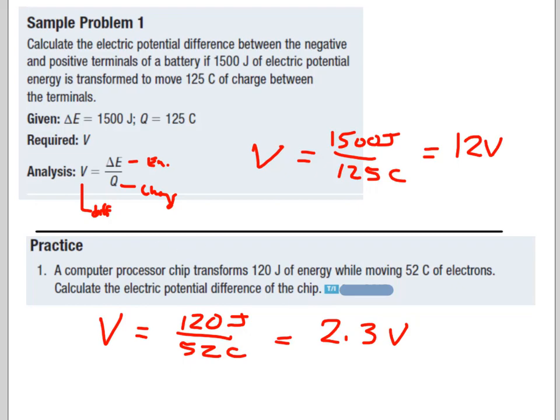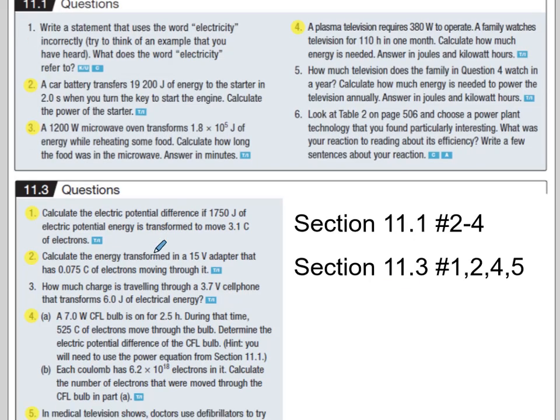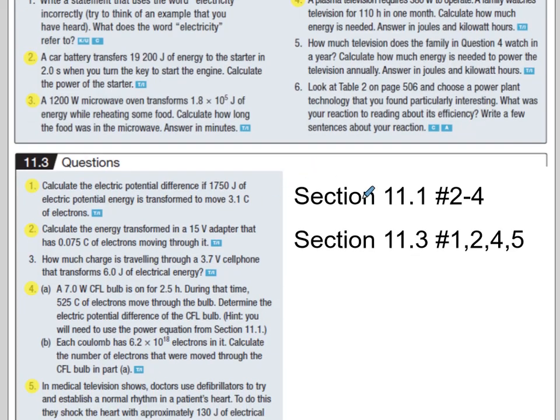Don't be afraid to read a little bit more. So we did two sections today, so 11.1 and 11.3, and they're listed right here.